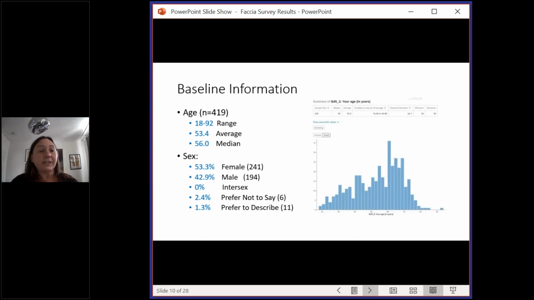And here's again some information related to age and sex. We had respondents from 18 years of age up to 92, with an average age of 53.4 and a median of 56 years. And we had a higher proportion of people identifying as female responding to the survey versus male. We also had some people who preferred not to say, as well as who preferred to describe.